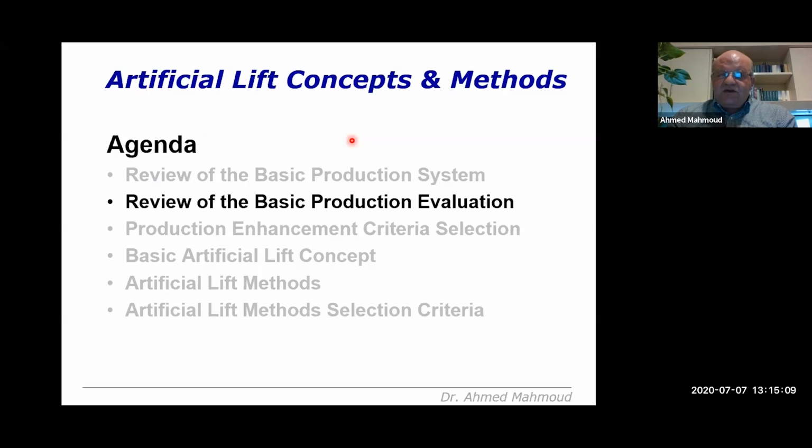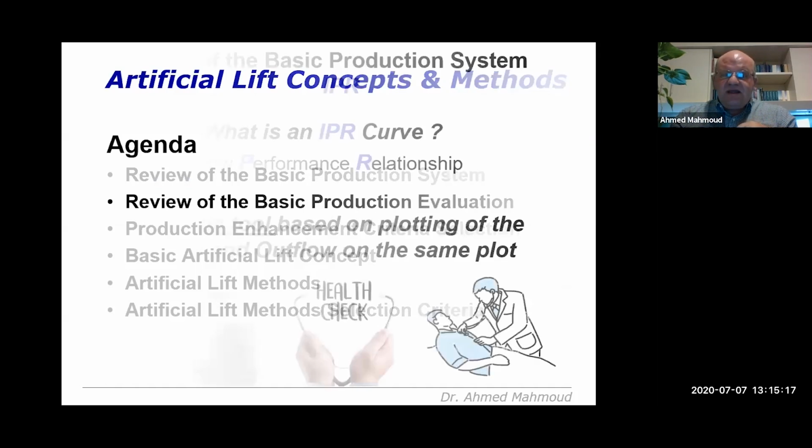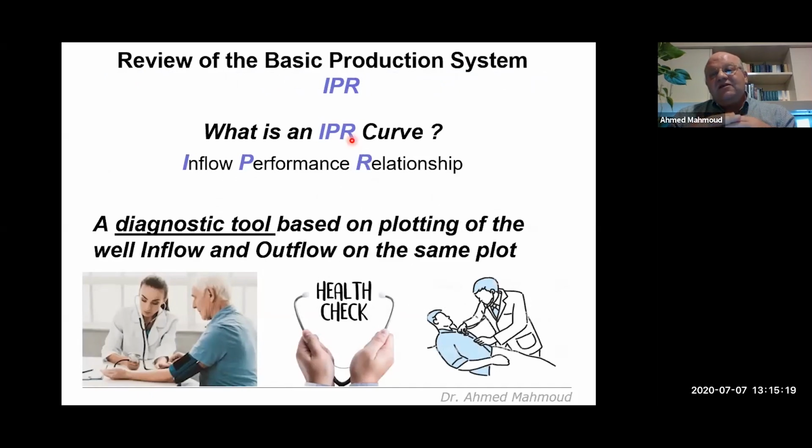And now let's go a little bit in detail into the review of the basic production system evaluation. How am I going to evaluate the system? Basically, the way we evaluate the production system is the normal tool, which I'm sure most of you have heard of, which is called the IPR curve. And the IPR curve stands, as mentioned here in the slide, for the inflow performance relationship.